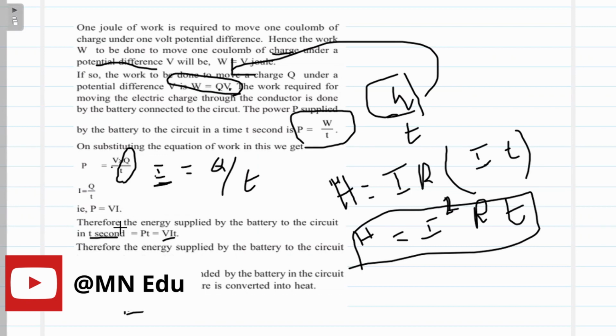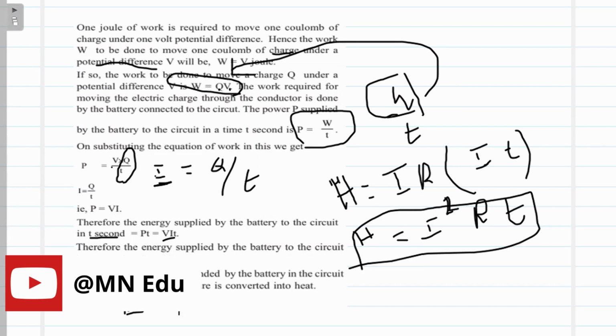We know the energy supplied by the battery in the circuit in one second. For T seconds, that is n number of seconds, we just multiply by T. Got it? What does P into T mean? That means heat energy, and that is what we are calculating in this equation. So instead of PT, we use H. H equals V into I into T, that is voltage into current into time.